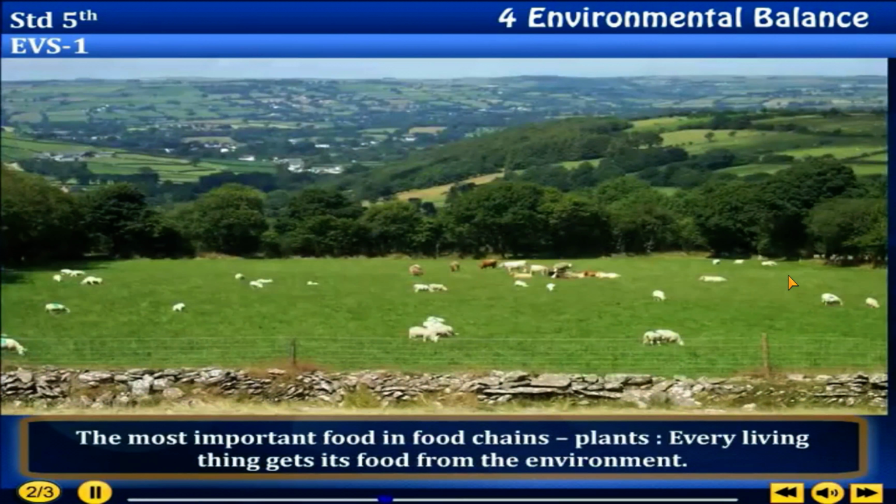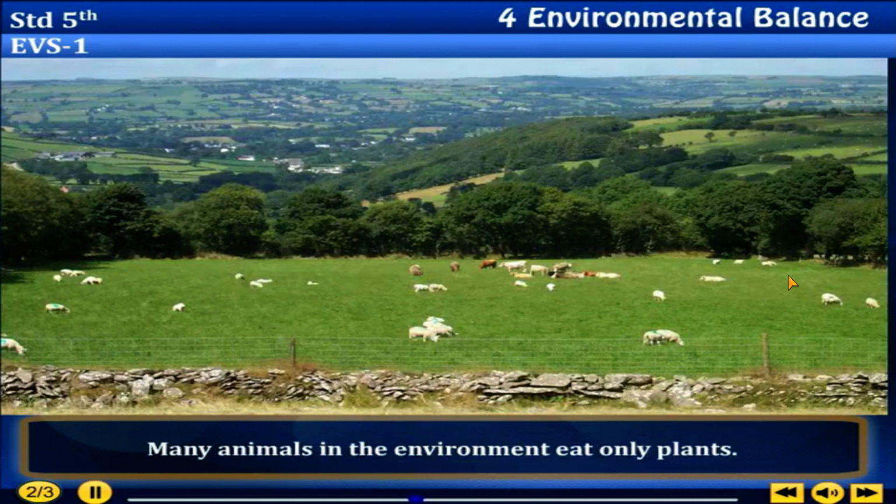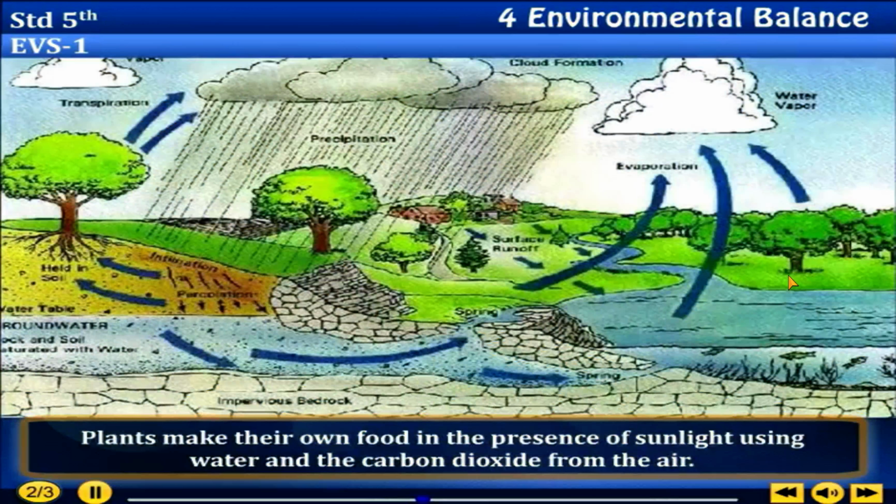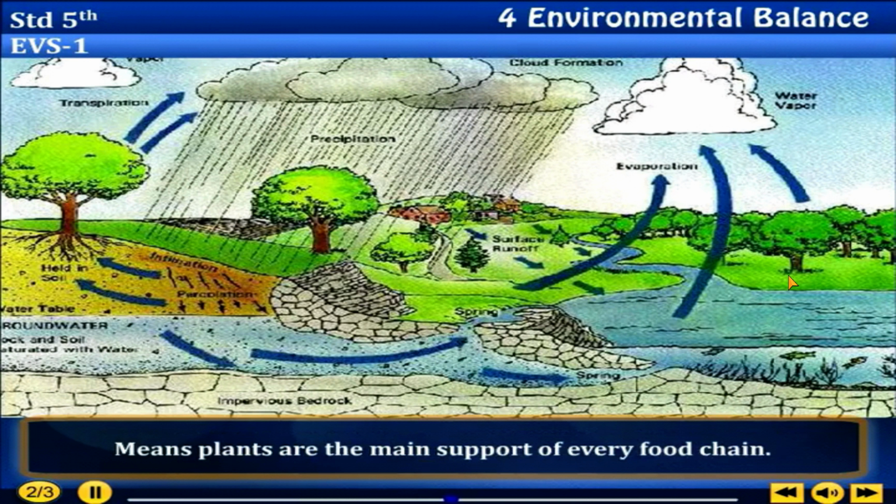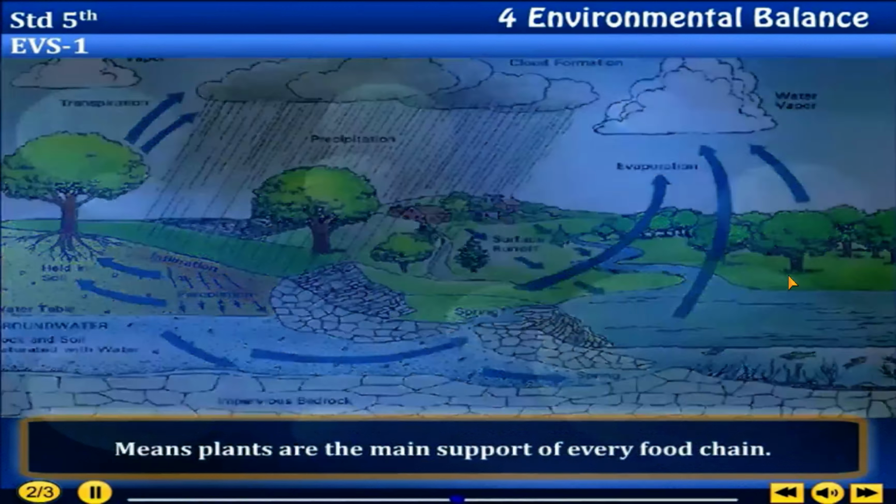The most important food in food chains: plants. Every living thing gets its food from the environment. Many animals in the environment eat only plants. Plants make their own food in the presence of sunlight using water and the carbon dioxide from the air. This means plants are the main support of every food chain.